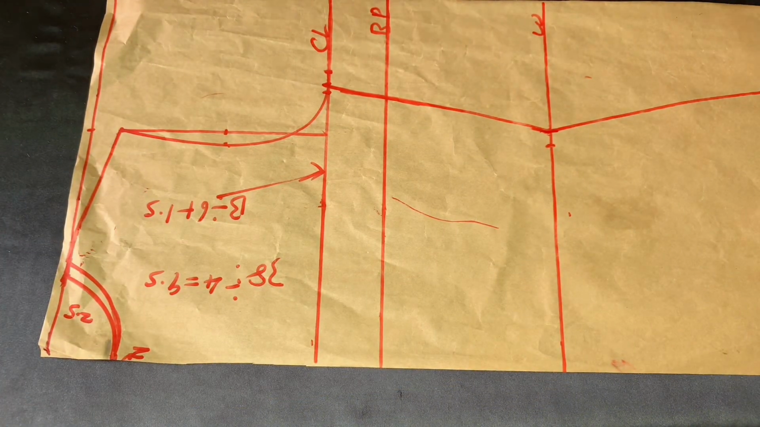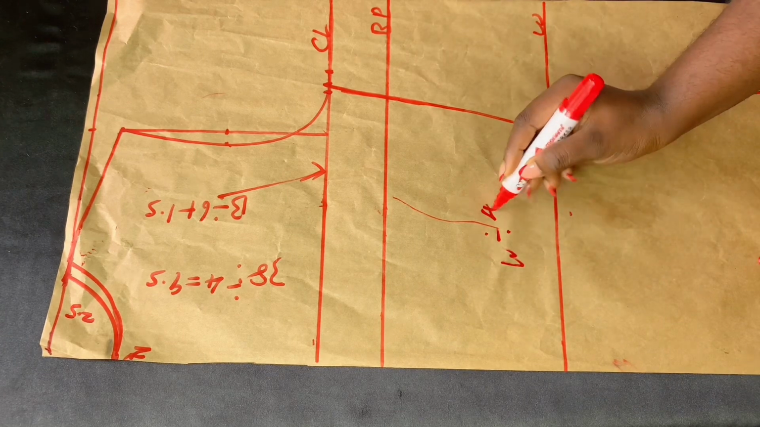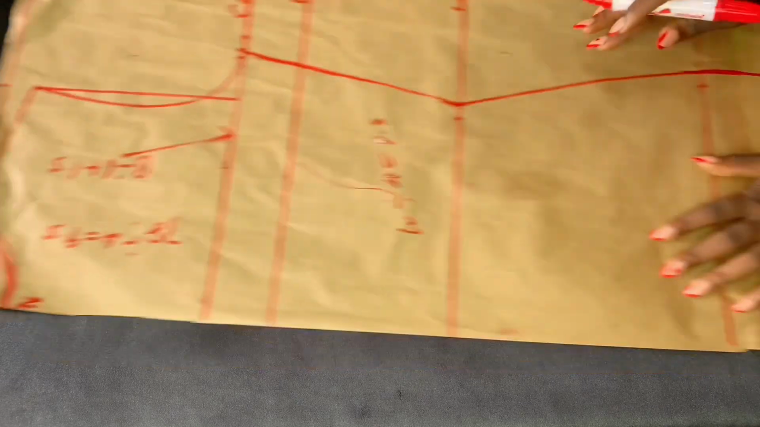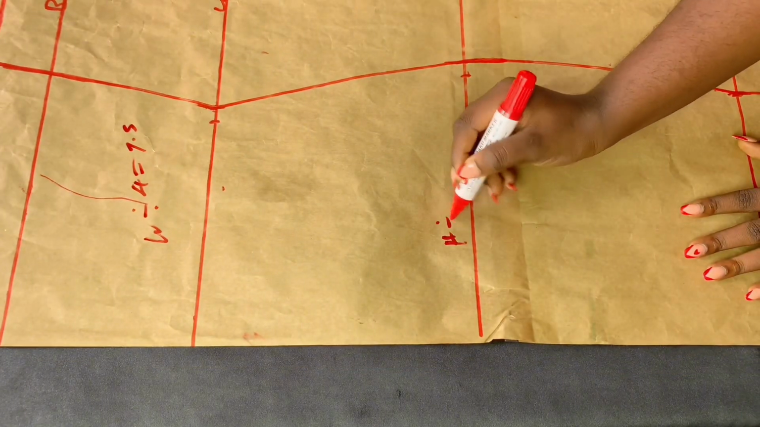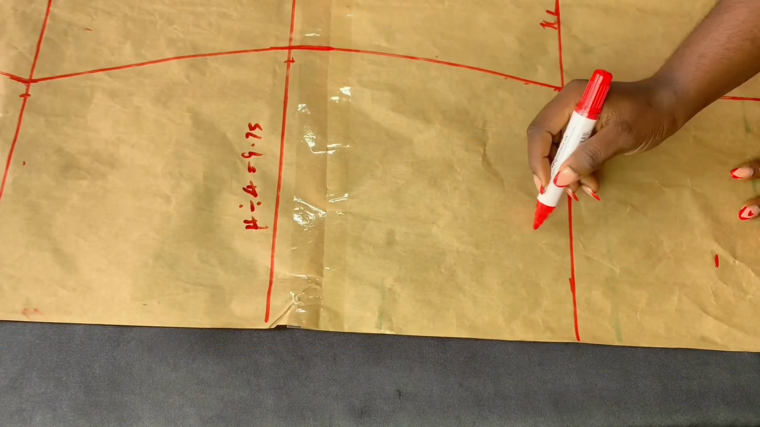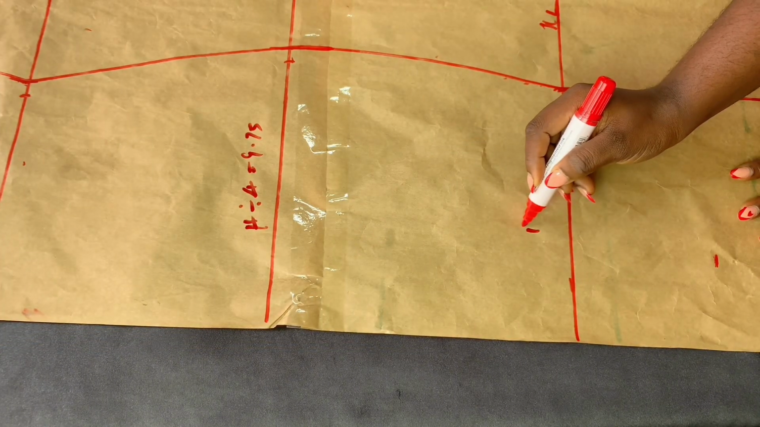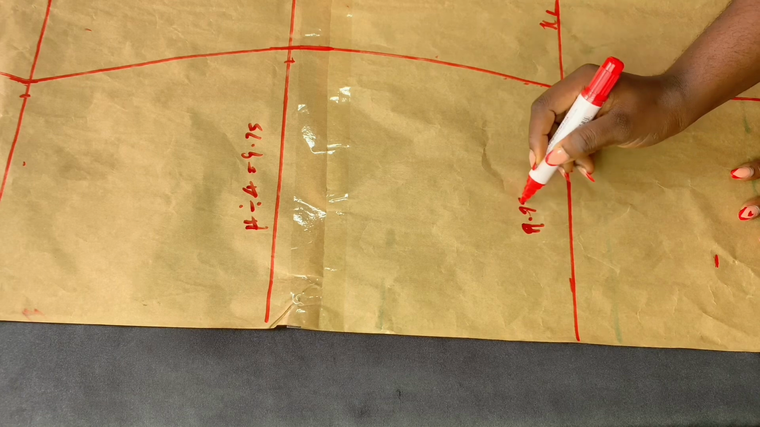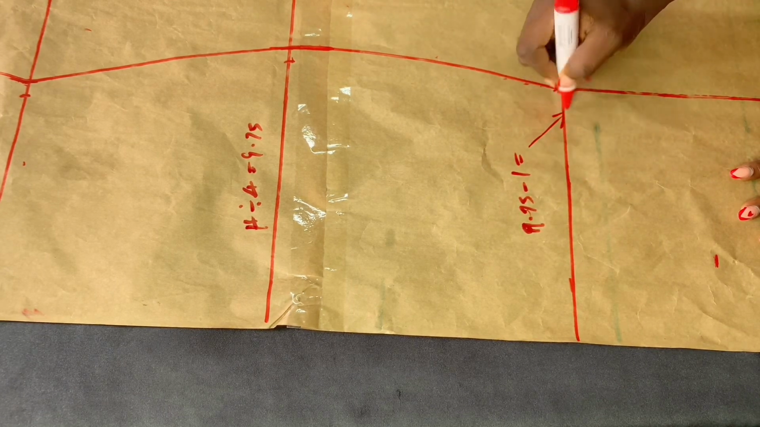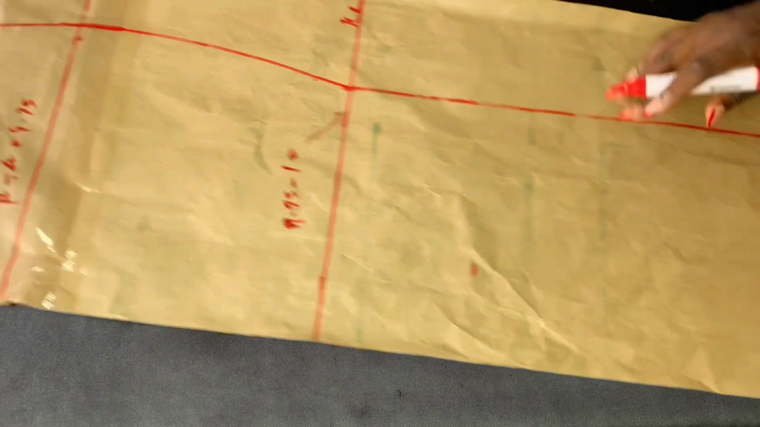For the neckline, I used 2.5 inches for the wideness and 2 inches for the depth. That was what I used. So I'm just inserting all the measurements that I use for it, and I just want to mark it on the pattern paper before I cut it out. Do the same thing for yours and cut it out.